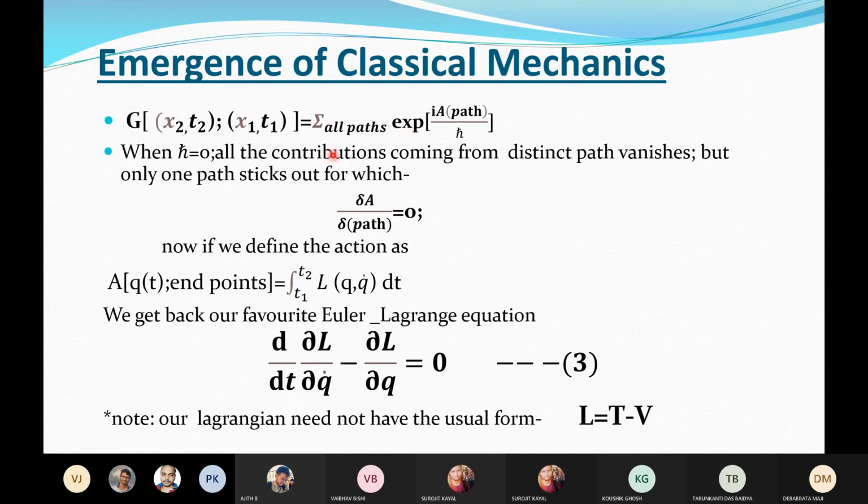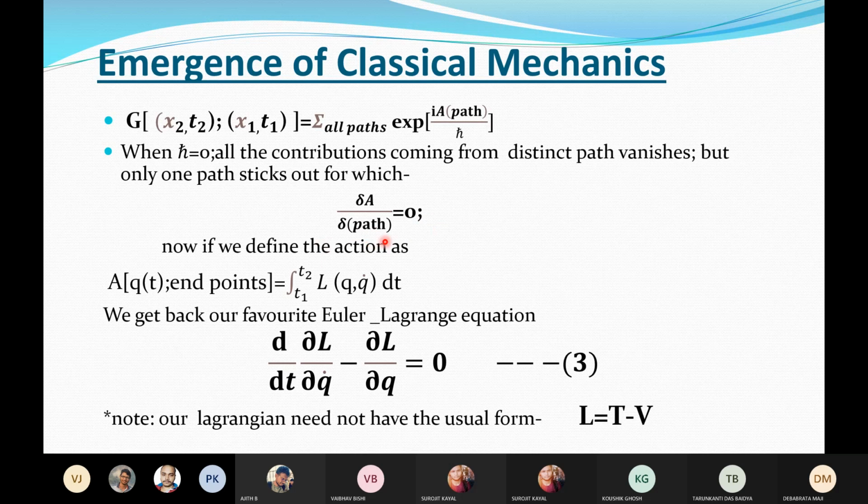All the contribution, when h cross goes to 0, coming from distinct paths will vanish, because this function has modulus 1, so it will either be +1 or -1, and there are many paths possible. So if there are distinct paths, the +1 and -1 will cancel each other, so most of the paths will vanish, and the only path that will stick out, or better to say will contribute, is the path that satisfies this condition, del A by del path is equal to 0.